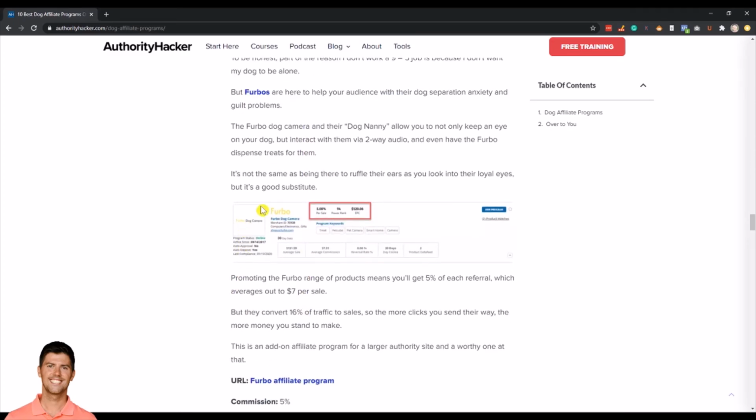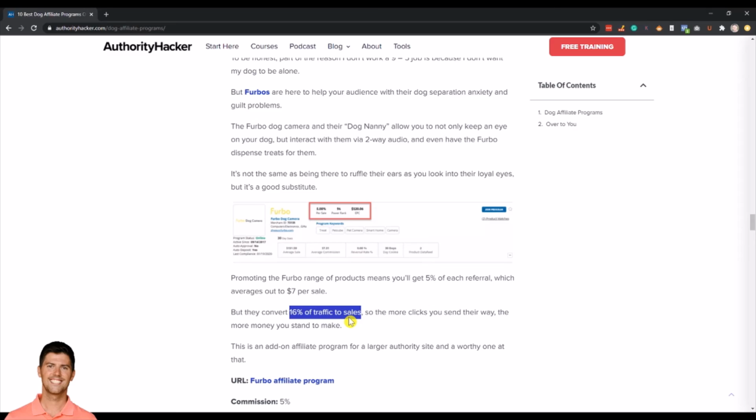Perfect. So this one's not as high of a value, it looks like. So promoting Furbo range of products means you'll get 5%. So that's still pretty good, depending on how much people are purchasing through their site. And it averages out to be $7 per sale. But they convert 16% of traffic to sales. So that is incredible. I mean, 16% of people that visit their site buy something. So if you're promoting something from theirs on your site, and you can generate a stream to get them to go to this particular site to buy something, there's a 16% likelihood that they're actually going to purchase something.